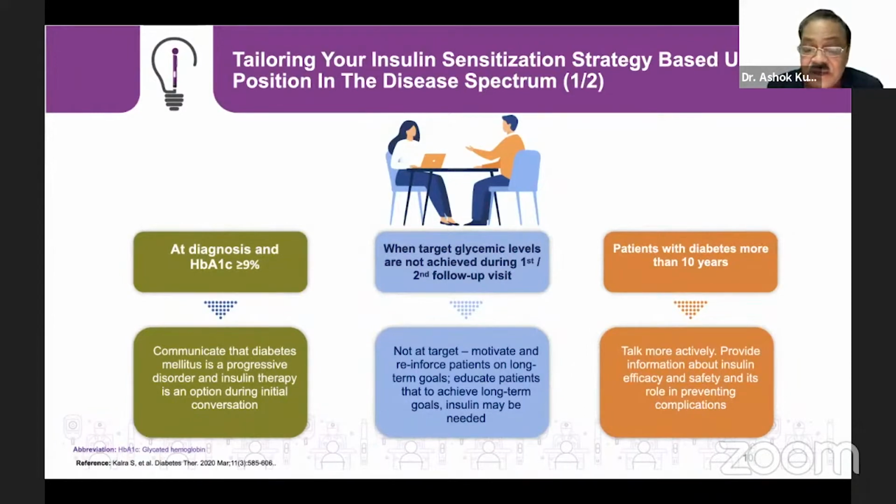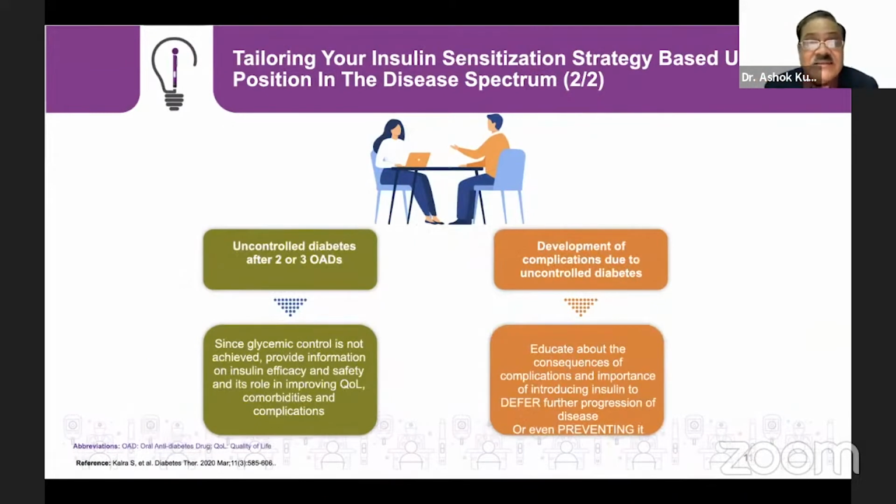Number 2, if the patient is not at target, we have to motivate and reinforce patients on the long-term goals, because to achieve long-term goals, that is a complication-free life, which Mohan will speak about. Insulin is a must, and it's always needed. We also have to talk more actively, what we call the motivational interview. We have to provide information on insulin efficacy and safety and its role in preventing complications. I have no scientific evidence to tell you, but I have anecdotal evidence that insulin provides a longer life.